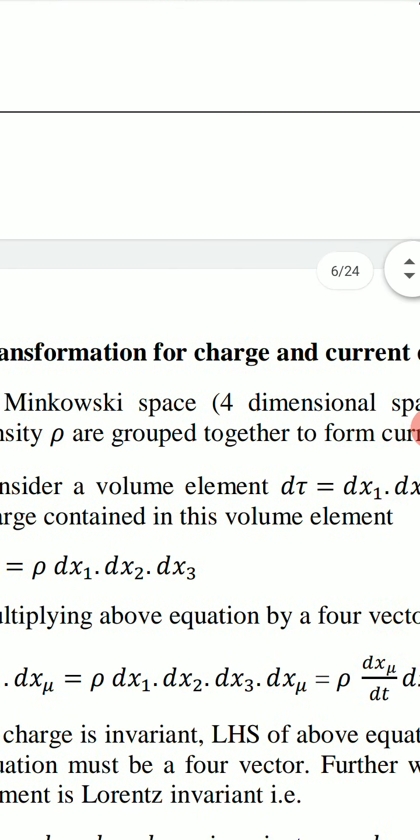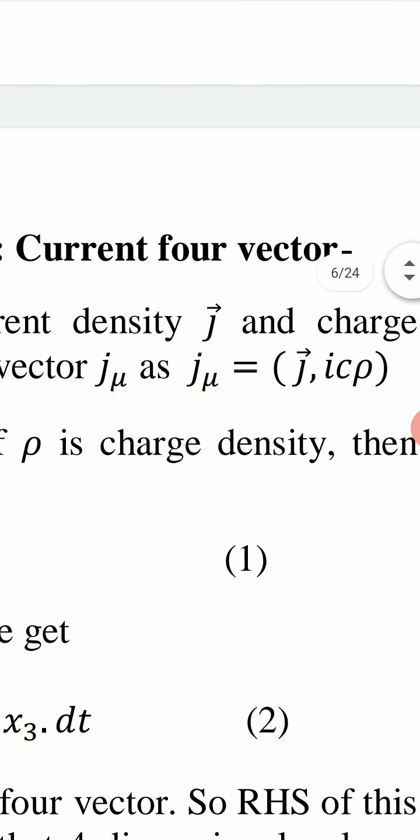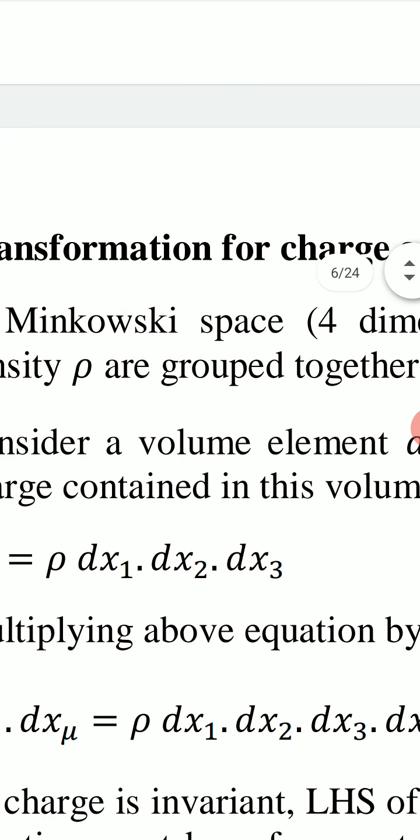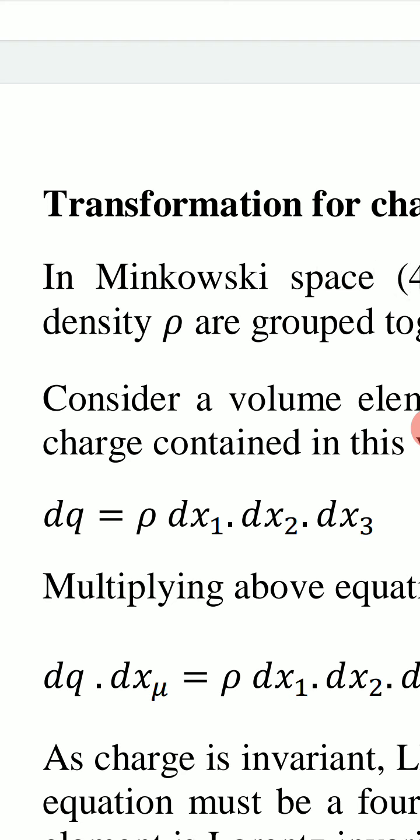If we consider a volume element d tau equal to dx1, dx2, dx3, that is dx dy dz, and if rho is charge density, then the charge contained in this volume element will be dq equal to rho dx1, dx2, dx3. It is from the definition of charge density rho, which is equal to charge upon volume. So charge is equal to charge density rho into volume. So charge dq inside volume element dx1, dx2, dx3 will be equal to rho into dx1, dx2, dx3.